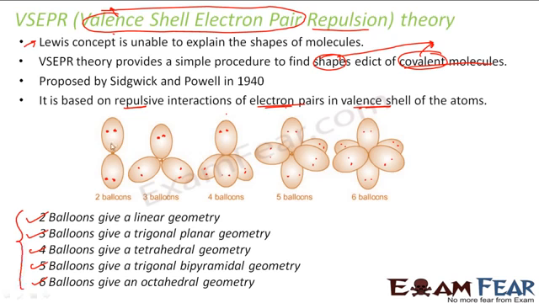So in this case, generally the angle will be 180 degrees. In this case, it will be 120 degrees. In tetrahedral, my angle is 109.5. In trigonal bipyramidal, these angles are 90 degrees, and these angles are 120 degrees. And in octahedral, everything is 90 degrees. All angles are 90 degrees.